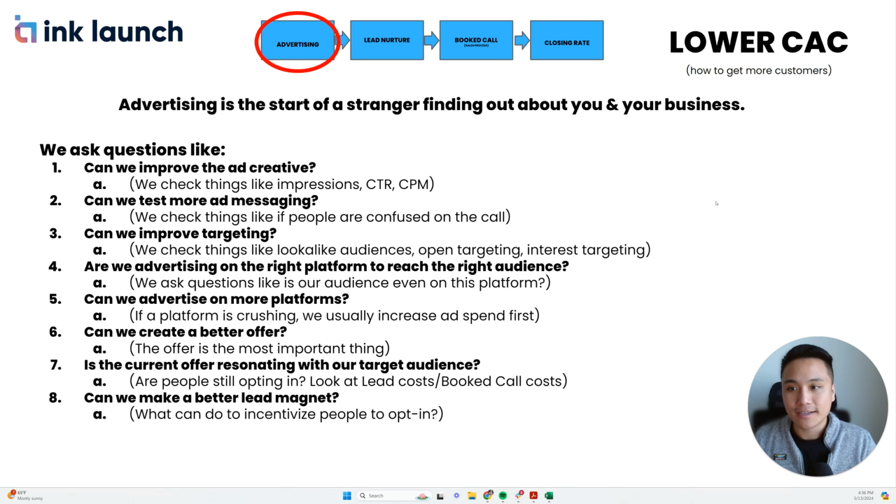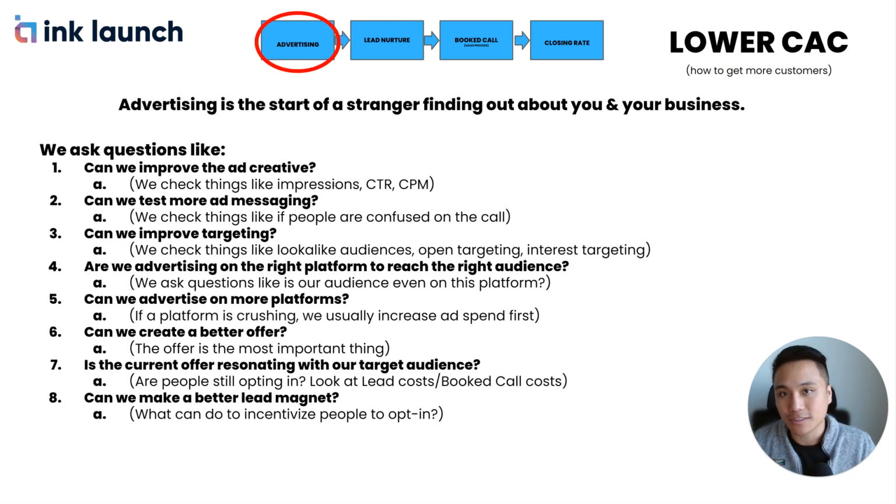So if your ad is working well and you're getting leads, we don't touch the ad. But if we're getting leads and they're not booking a call, we look at lead nurture almost right away. However, if your ad is not getting leads, we check things like impressions, your click-through rate, and your CPM, your cost per 1,000 impressions. So we want to improve this.